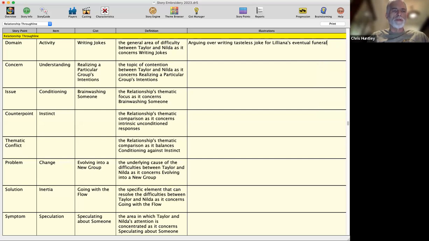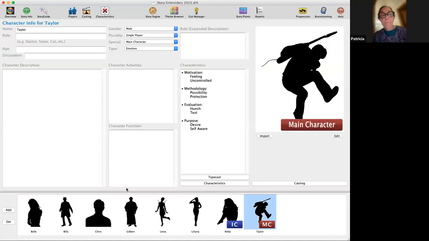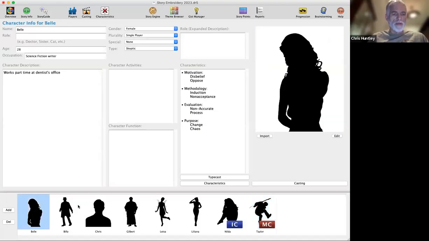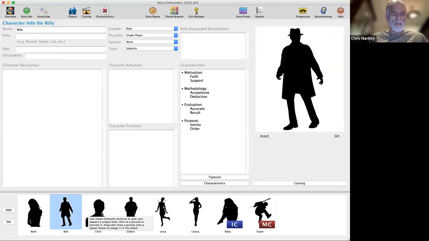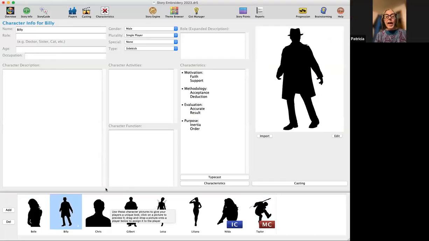Trish, did you want to do another character? Yes. Which character needs to be done? Most of them. I think we have stuff for Belle. We don't have anything for Billy. Billy is the male sidekick. Oh, okay. Can Billy be?